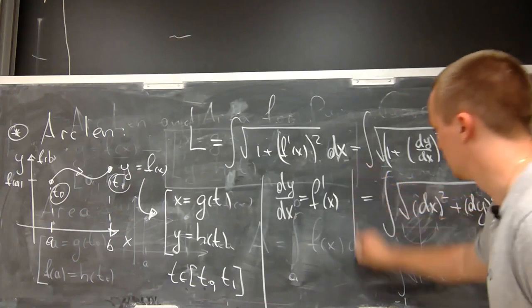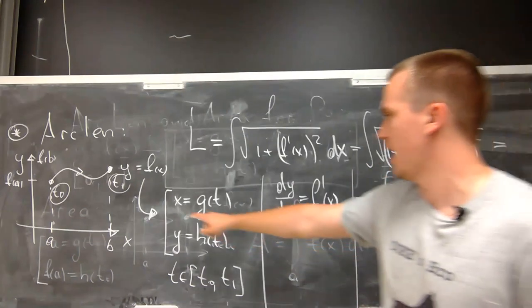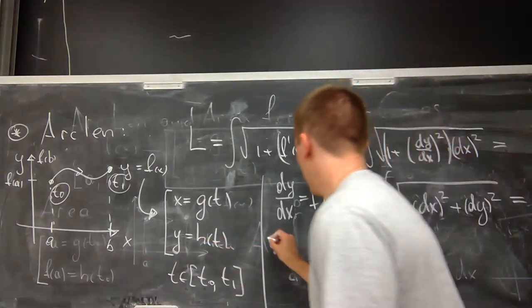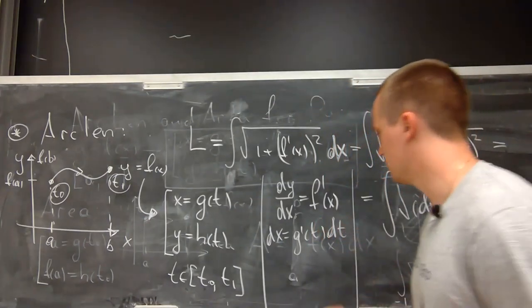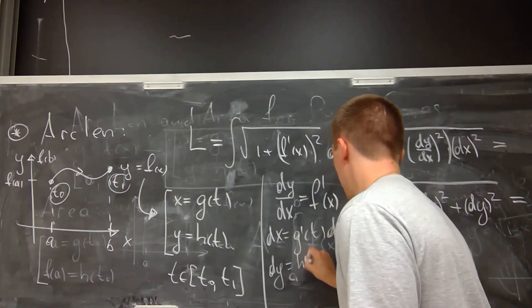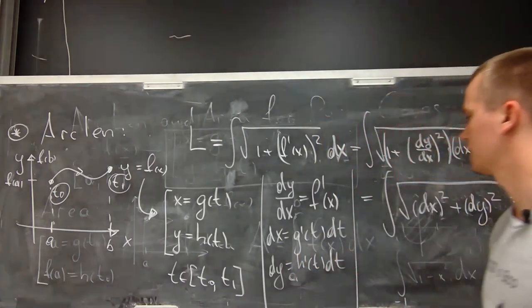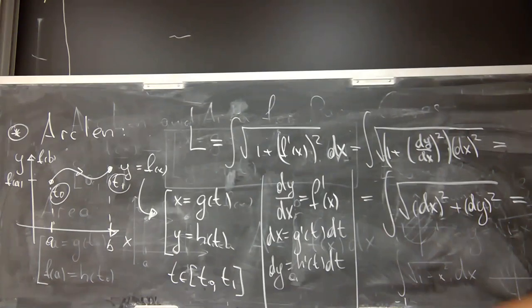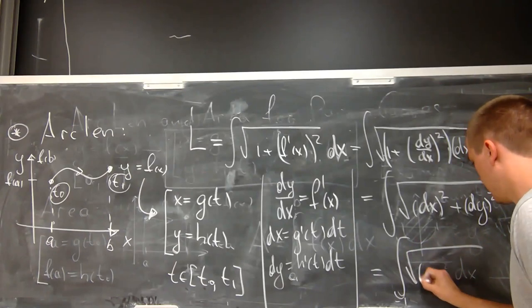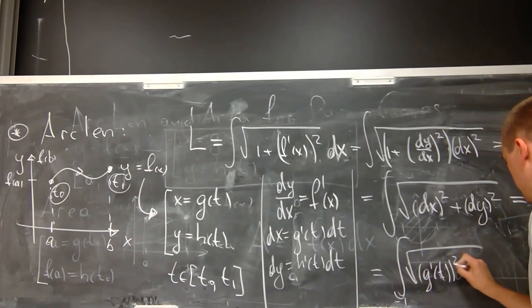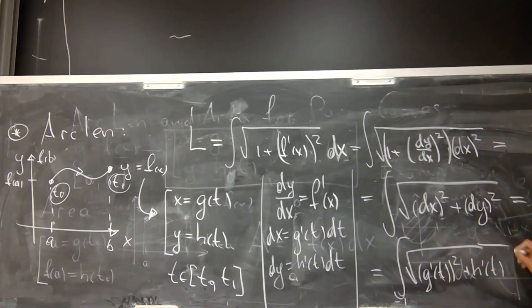But as we did before, by finding dx and dy when x equals g of t and y equals h of t, we know that dx equals g prime of t dt, and dy equals h prime of t dt. So you can plug in this dx and dy here. You can see that dt is a common factor, so we're going to factor dt out of the square root as we did before. So I will get the integral of the square root of g prime of t squared plus h prime of t squared dt.